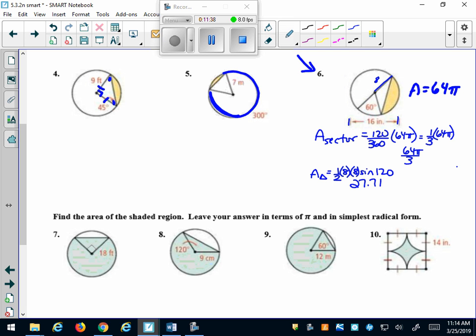Now, to get this yellow shaded region, I do the area of the sector, 64 pi over 3, minus 27.71. And I'm going to get an approximate decimal of 39.3. And it's inches, so it's square inches.